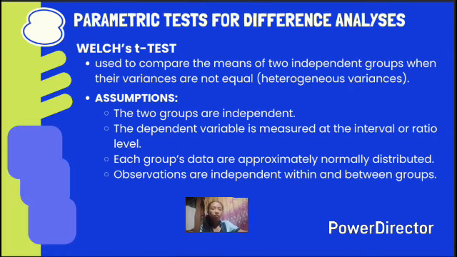Next is the parametric test for difference analysis, the Welch's t-test. It is used to compare the means of two independent groups when their variances are not equal, or heterogeneous variances. The assumptions are: first, the two groups are independent; two, the dependent variable is measured at the interval or ratio level; next, each group's data are approximately normally distributed; and lastly, the observations are independent within and between groups.